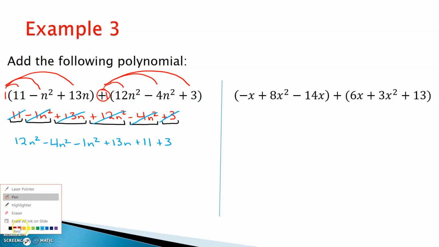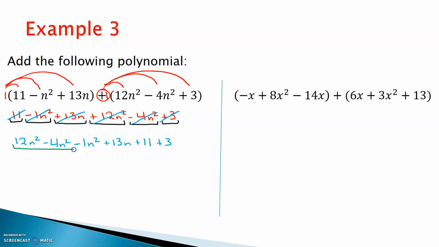Which ones can I combine? All right, I'm going to be able to combine all these 3 n squareds. This time you got to be careful. There's 3 of them, n squared, n squared, n squared. What's 12 minus 4? That's 8. 8 minus 1 is going to be 7. That's 7n to the second power. Okay, so sometimes you can combine 3, 4, as long as they all have the same variable, same power.